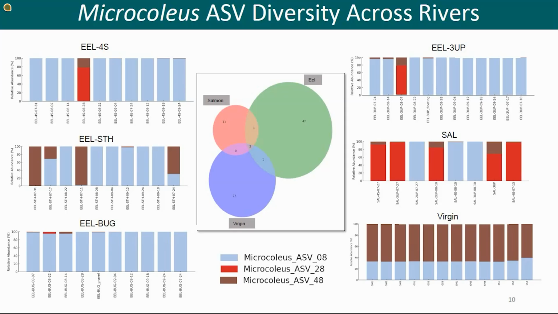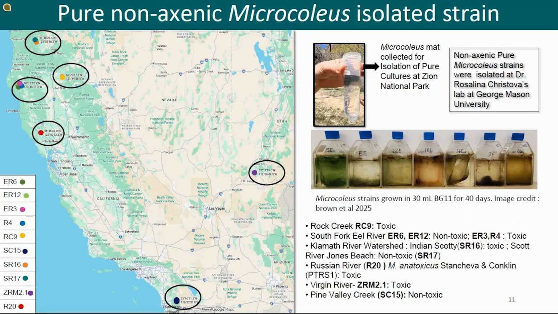Now, other questions come up. Is this Microcoleus community one single species, or does it have toxic and non-toxic lineages? What are their metabolic capacities, how do they function, and how do they survive? And is this Microcoleus community dependent on each other, as counterparts for nutrient acquisition? So we did whole genome sequencing of pure isolated Microcoleus strains, which we isolated from different regions, creeks, and rivers in the Western US.